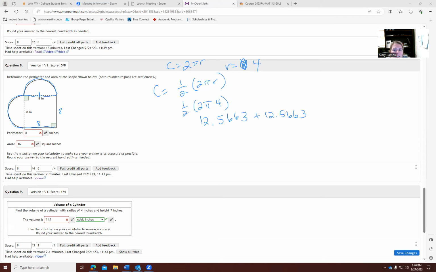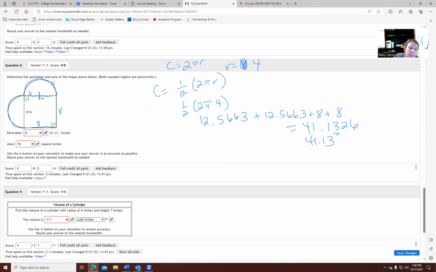And then I have an 8 here and an 8 here. So 12.5663 plus 12.5663 plus 8 plus 8. The perimeter will be 41.1326, and it says round to the nearest hundredth, so it'll be 41.13 inches.